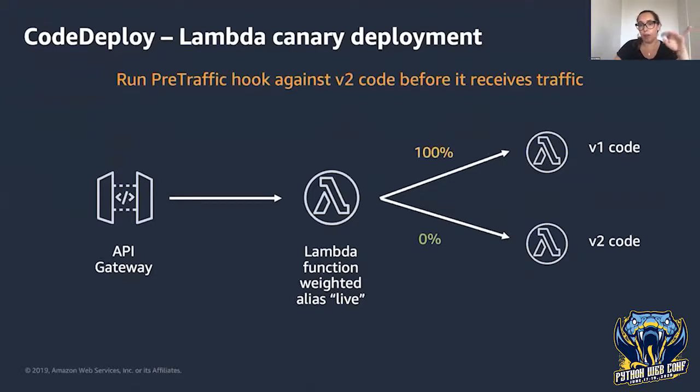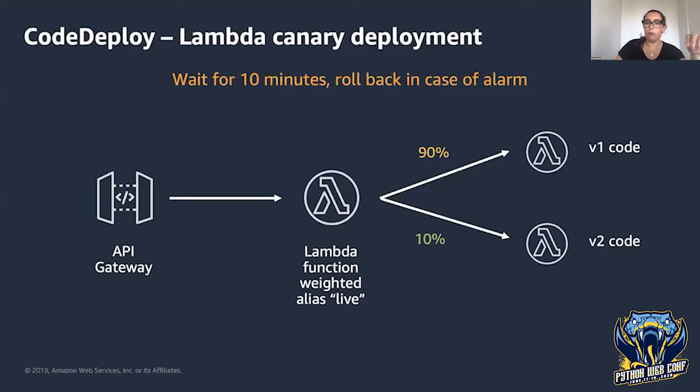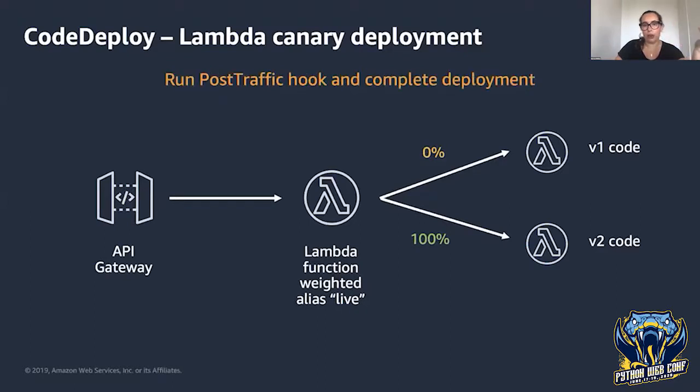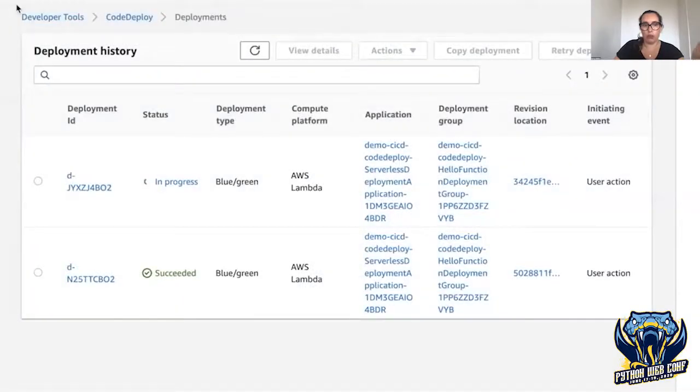The first thing that will happen when we are deploying this version 2 is the pre-traffic hook will start running, and it will validate that everything is well. We are doing canary, so for the first 10 minutes, we are only giving 10% of the traffic to version 2. And if there is no error, no alarm gets triggered, then we are migrating 100% of the traffic. Version 1 has 0. And then we can run the post-traffic hook, and if everything is well, then the deployment is completed.